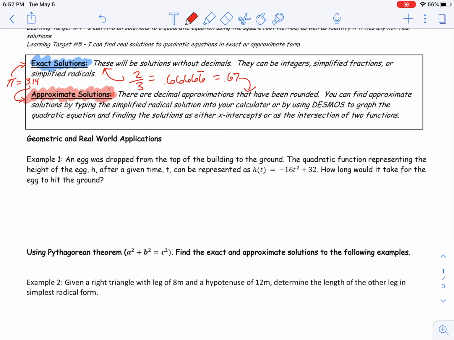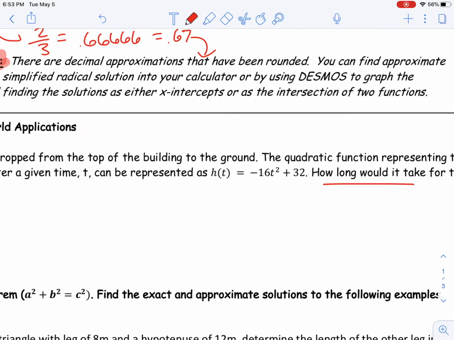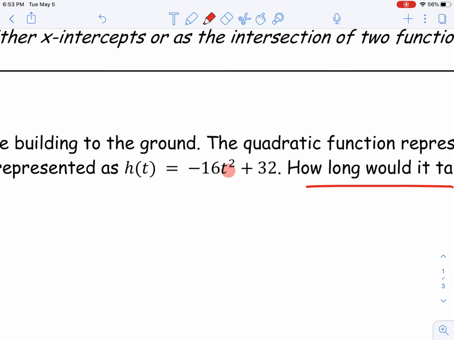Geometric and real-world applications. Example 1: an egg was dropped from the top of a building to the ground. The quadratic function below representing the height of the egg, h, after a given time t can be represented as h of t equals negative 16t squared plus 32. How long would it take for the egg to hit the ground? Okay, so what we are going to do is solve for how long it would take. So that means we need to solve for t.